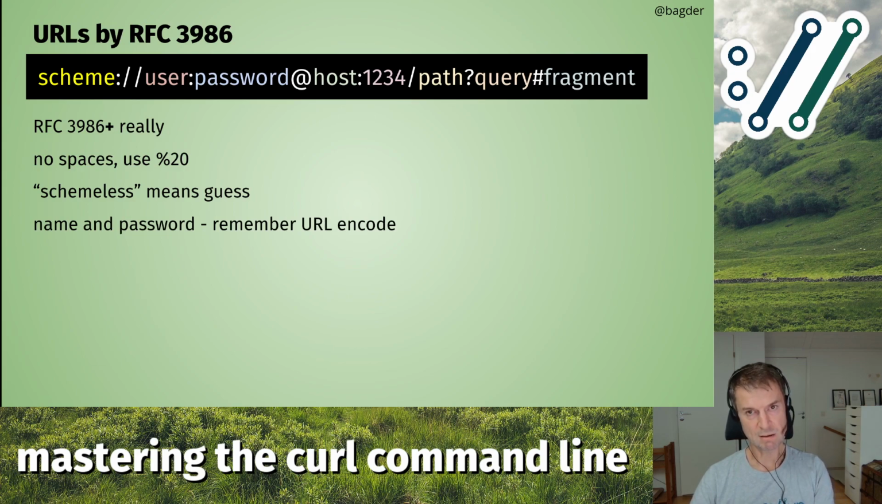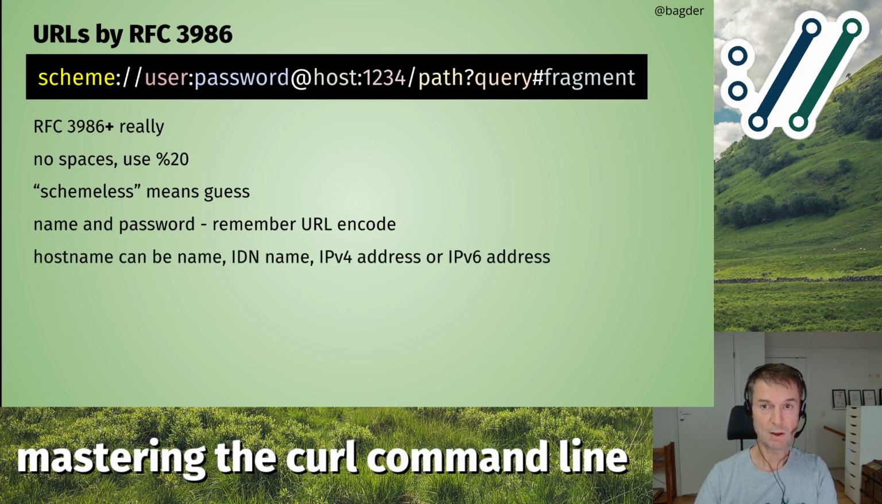And of course, you can provide a user and password in the URL there. If you do that, you have to remember to URL encode them if you have some funny letters in there, for example. And the host name, as you can see in the example up there, it says @host. That's the host name that you want to connect to. That's the server. The name of the server could be just ASCII letters, or it could be an international domain name. It can be an IPv4 address, or it can be an IPv6 address, like this, right?